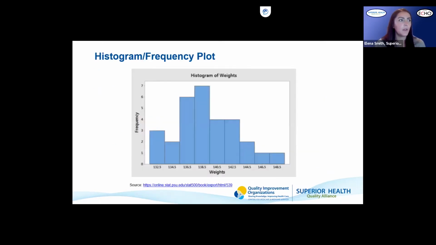So this is an example of a histogram. This one is focused on the frequency of specific weights. I couldn't think of an exact reason you might use this one, but it shows you the weights at the bottom and how often you're seeing those weights, maybe in your patient population.